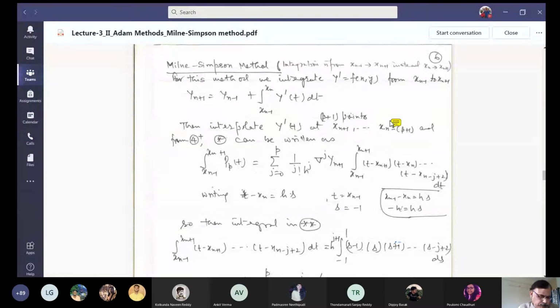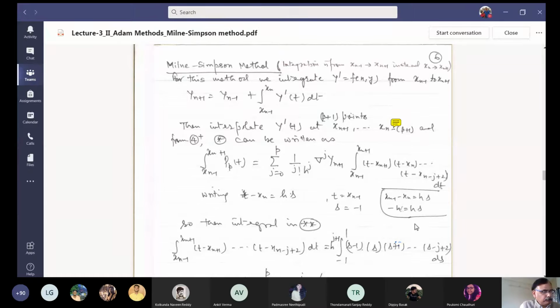There was one thing which you could not see, that was the error part. I will come back to that later on. That was the trouble on that day. As far as the Milne-Simpson method is concerned, everything is almost the same. Exactly what I have just explained: the integrating limits are changed, the points are changed, and depending on that, the method names come.